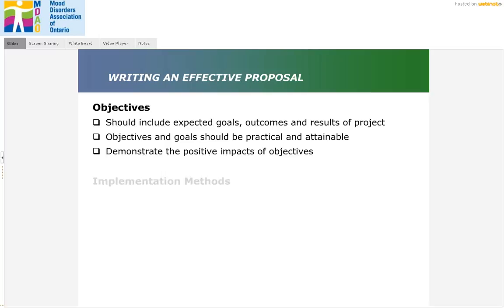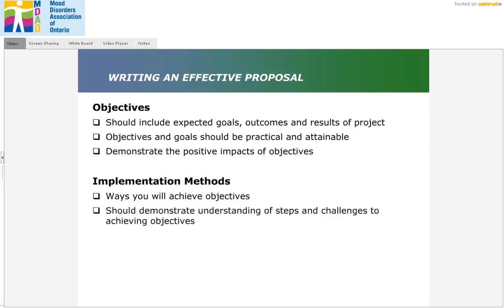And tied in with the objectives is to describe the ways you will achieve your expected goals and objectives. And of course, it should demonstrate an understanding of the steps and the challenges to achieving those objectives.